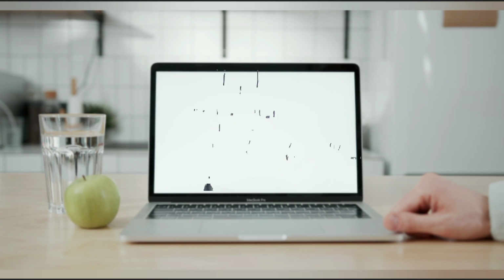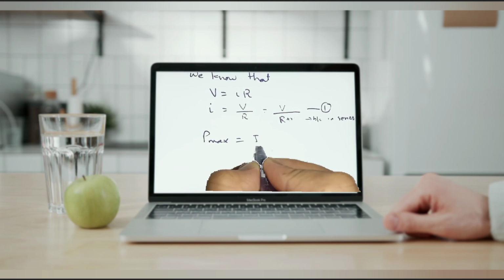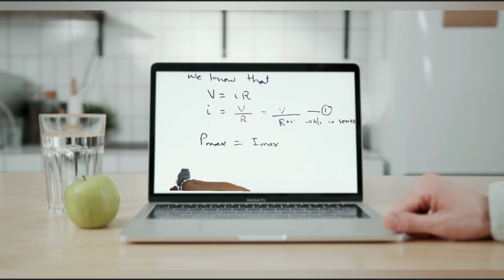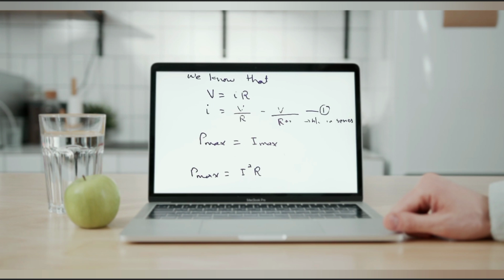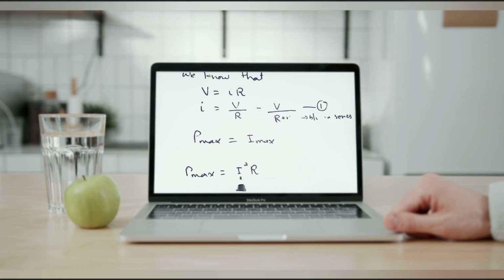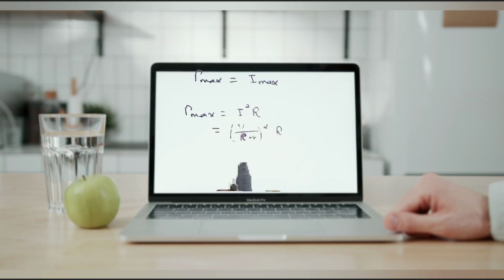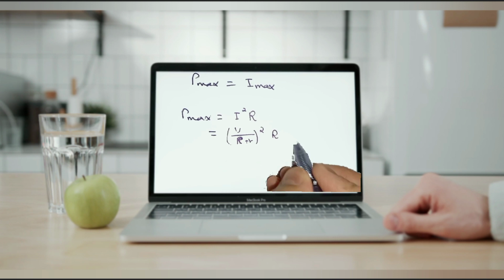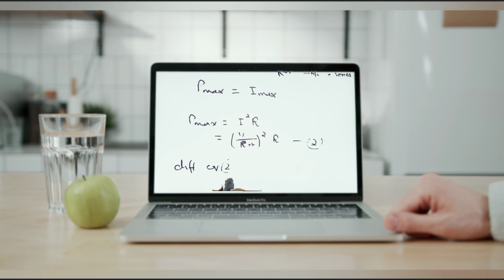We know that maximum power is delivered when current is maximum. So now we will use the formula of power. We know power is equal to I squared into R. We put the value of current calculated in equation number 1: P equals V over (R plus r) whole squared into R. We call this equation number 2. And now we will differentiate this equation with respect to our variable, capital R.